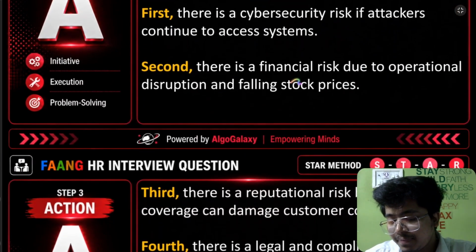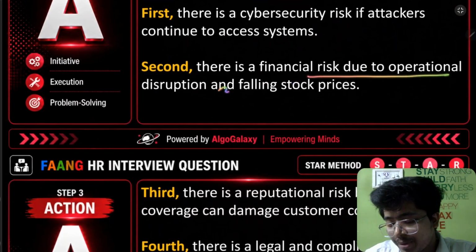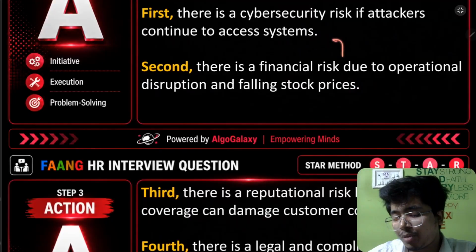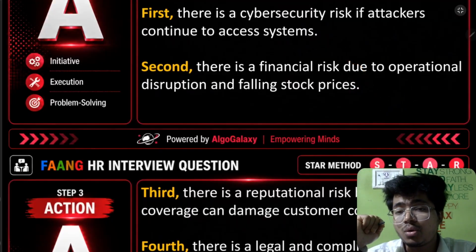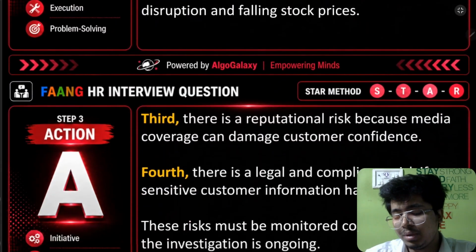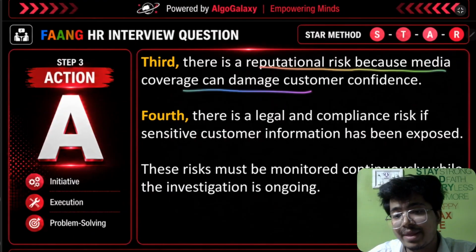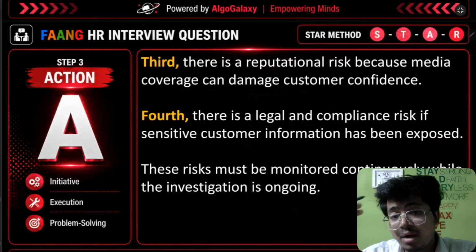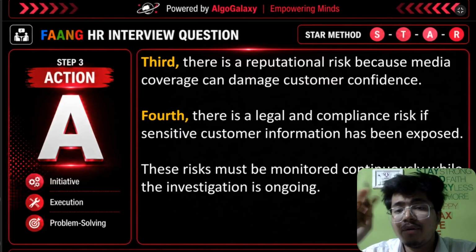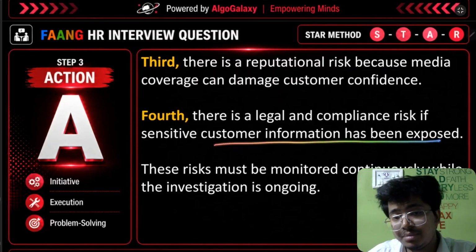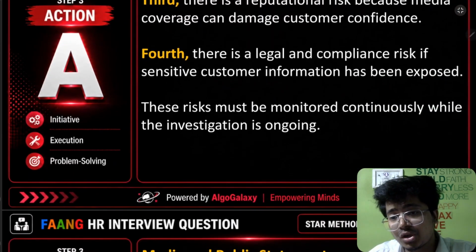Second, there is a financial risk due to operational disruption and a falling stock price. Our stock price is going down, so we have a financial risk also. Third, there is a reputational risk because media coverage can damage customer confidence. Fourth, there is a legal risk if sensitive customer information has been exposed. These risks must be monitored continuously while the investigation is ongoing.